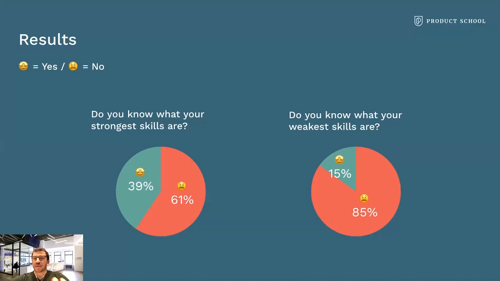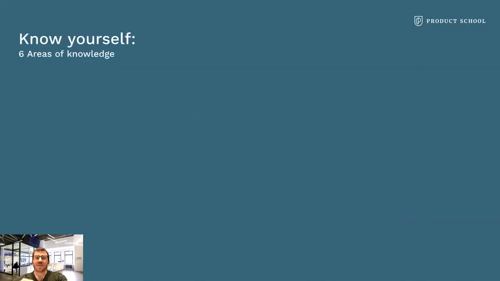And when I looked at the results, I sent this research before, and I saw that the first question was, do you know what your strongest skills are? And as we can see here, 61% say no. And also when we asked, do you know what your weakest skills are? 85% say no. This is very important because now we will see that we need to know ourselves to find some gaps. And then we can surround ourselves with the best people in the world, because they have something that we would like to learn and we would like to keep them closer because they are the best in the fields we are not, okay?